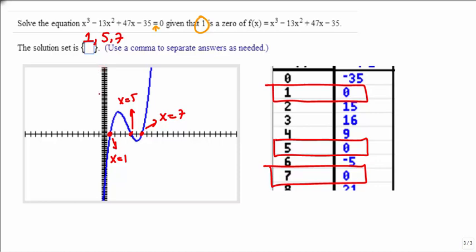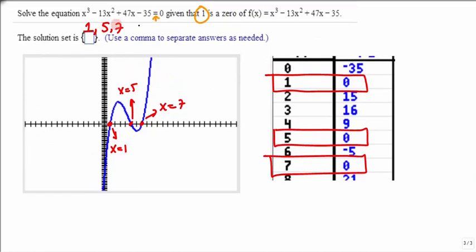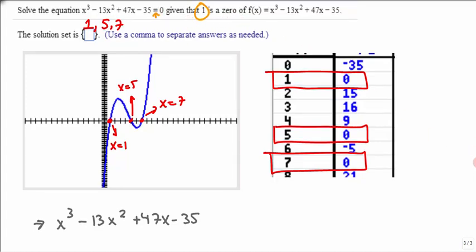Now, how would you do this by hand? Because again, graphing won't always give nice little integer solutions. What if they're decimals or fractions? What we would do is start with the idea that we know 1 is a 0 of the function. So the first step is to look at x cubed minus 13x squared plus 47x minus 35. I'm not going to worry too much about the equals 0 part right now. I'm going to worry about the fact that 1 is a 0.